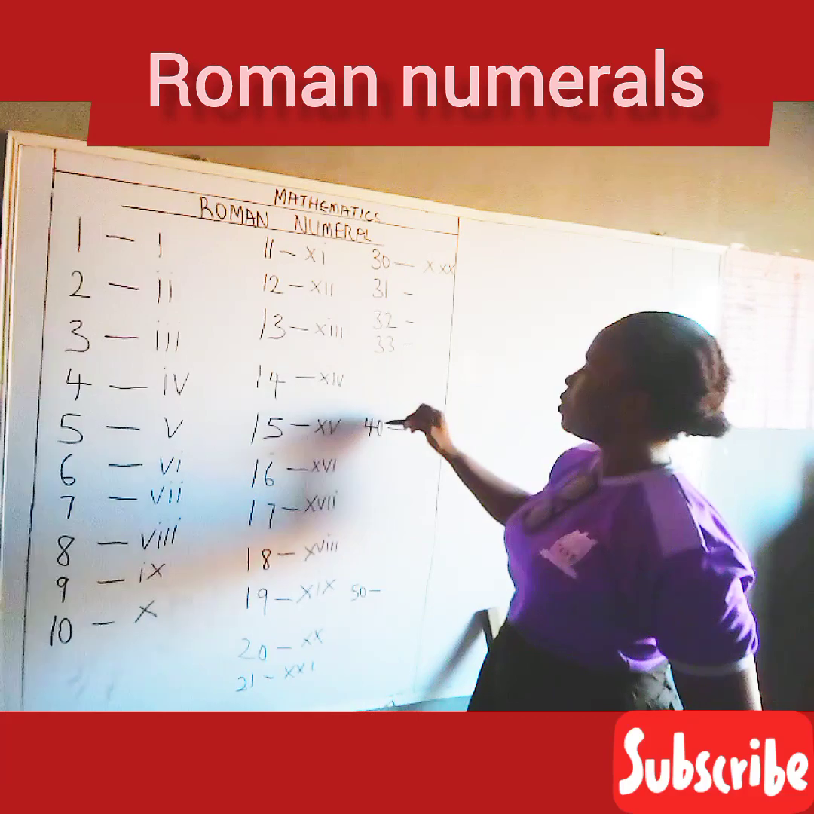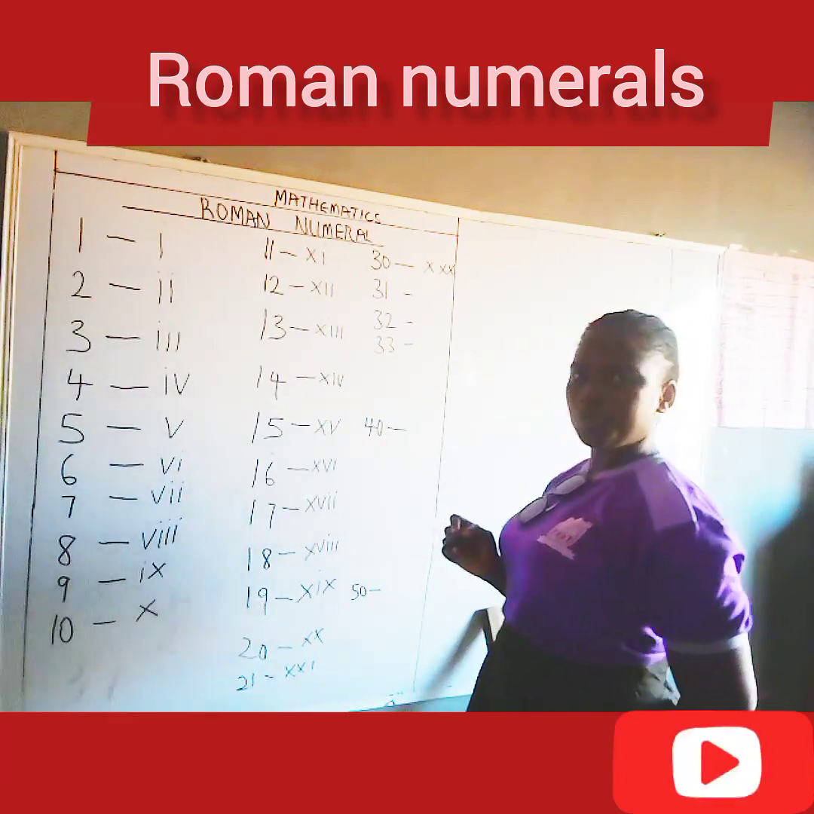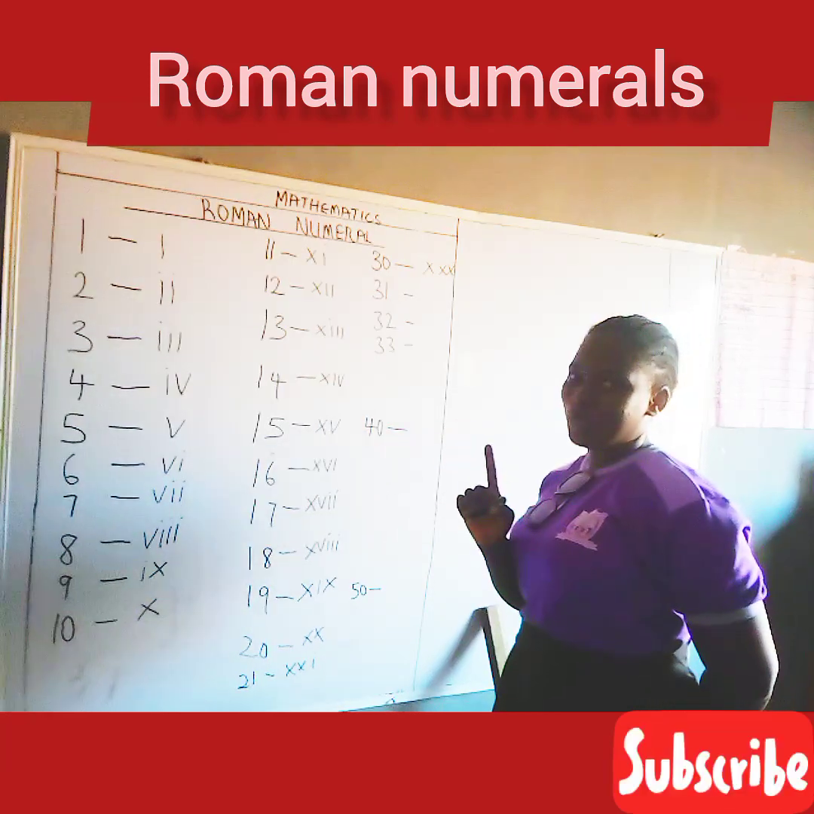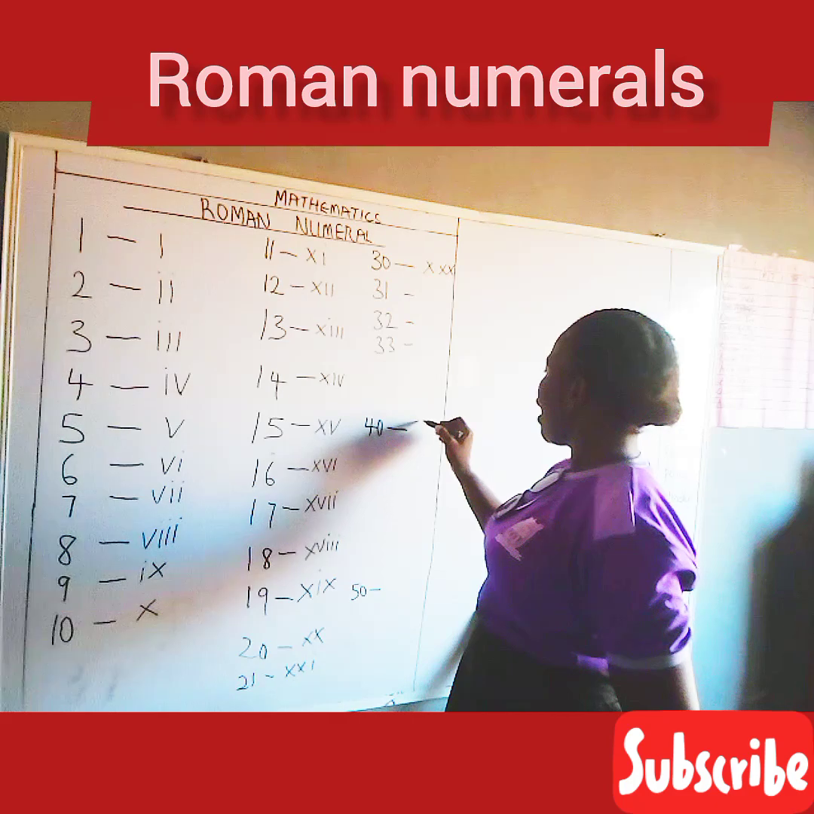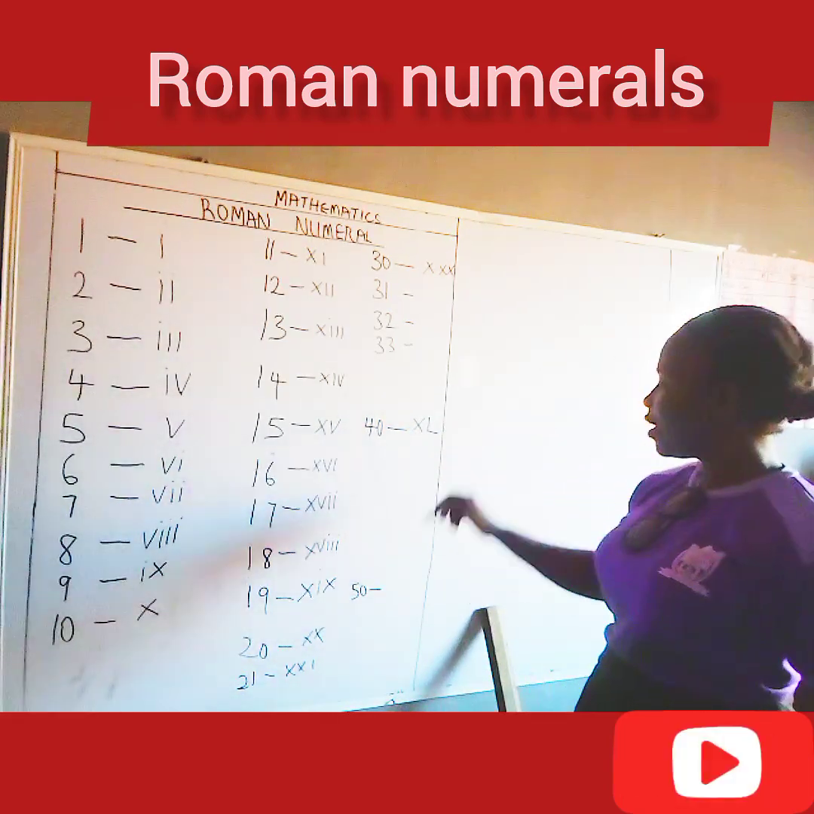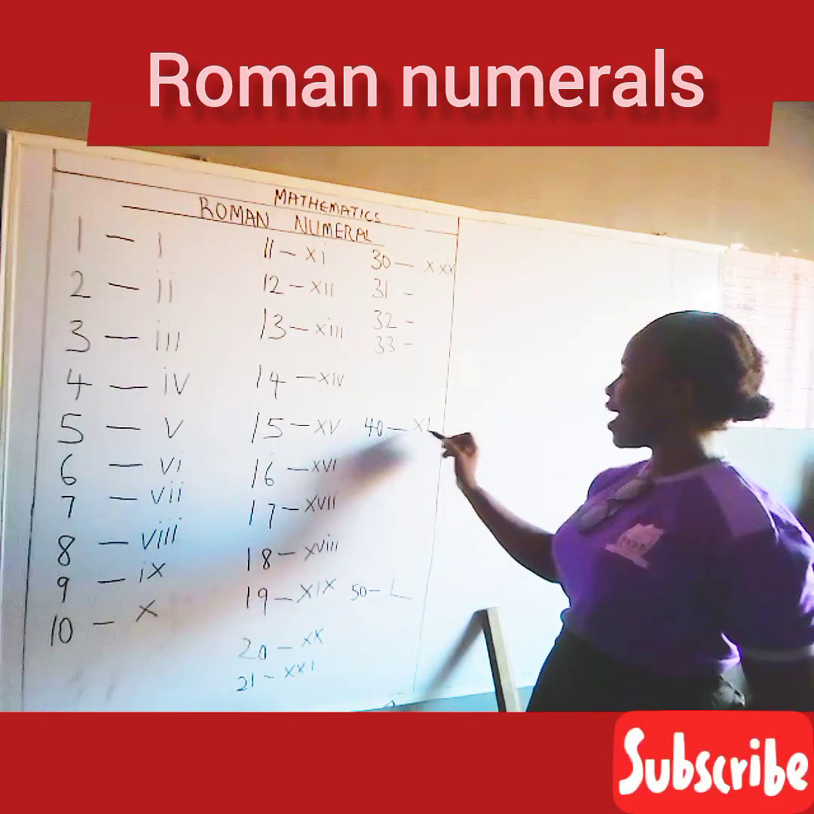32, 33. I want you to do it for me till 40. Very good. Now let's go to 40. What will 40 be? Is it XXXX? No. X L. L is what? 50. So 40 will be XL.